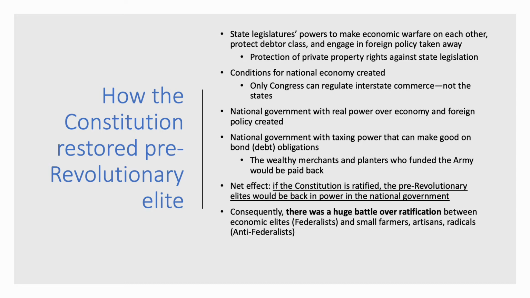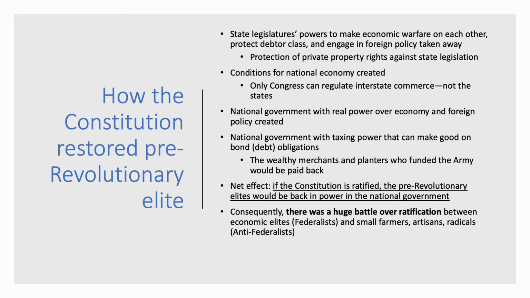There were a lot of problems with the Articles of Confederation. So what they wanted to do with the Constitution, and what they actually did, was create a national economy so that only Congress could regulate interstate commerce, meaning commerce among the states. The states could not impair each other's commerce. The national government would have real power over the economy and would control foreign policy. It would have a taxing power, and then it could pay back its bond obligations to the wealthy merchants and planters who funded the revolution. So the net effect is that if the Constitution was ratified, the pre-revolutionary elites of merchants and planters would be back in power.